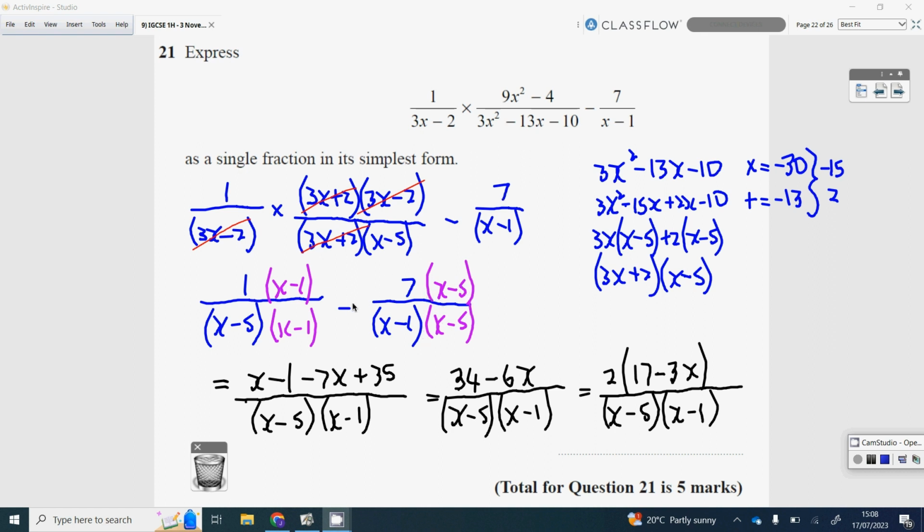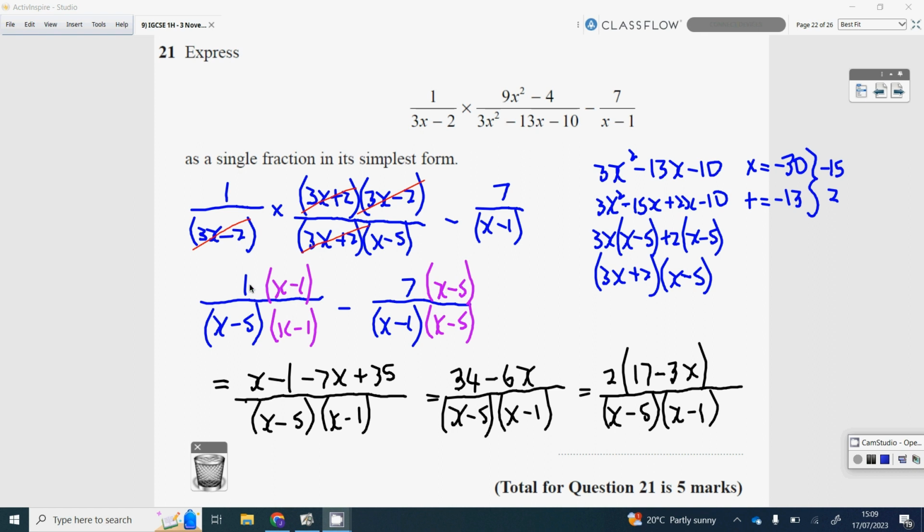Right, we now want to do this subtraction. When you're subtracting any fractions, you need that common denominator. Now, our common denominator is going to be (x - 5)(x - 1). So our first fraction, we're going to have to multiply top and bottom by x - 1. And our second fraction, we're going to multiply top and bottom by x - 5, giving us this common denominator, so we can now convert it into just one fraction.